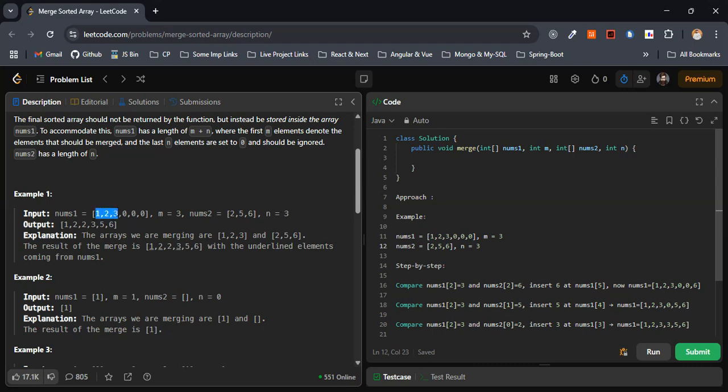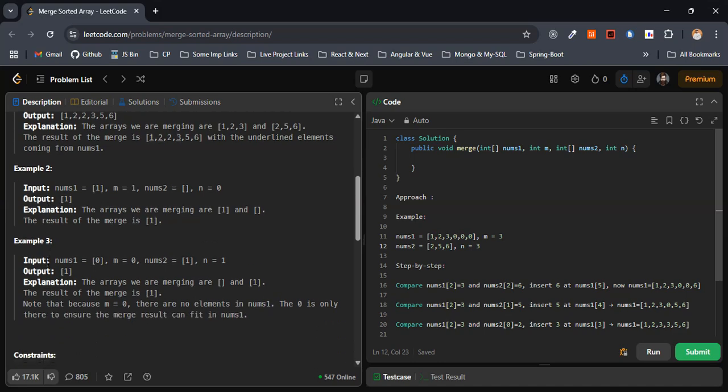Here you can clearly see 1, 2, 3, then the three 0s we have, and 2, 5, 6. The final output has to be in non-decreasing order, as they have mentioned: 1, 2, then 2, then comes the 3, then comes 5, and then comes the 6. It has to be in ascending order. Basically, what we can do is merge these and then sort, right? Or else we can do one more thing and make use of two pointers. Let's see the approach later.